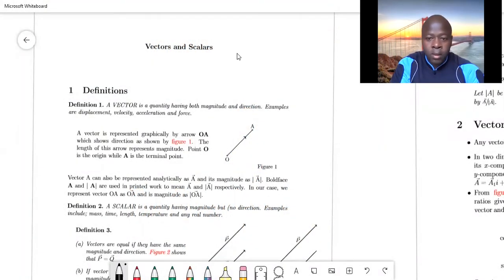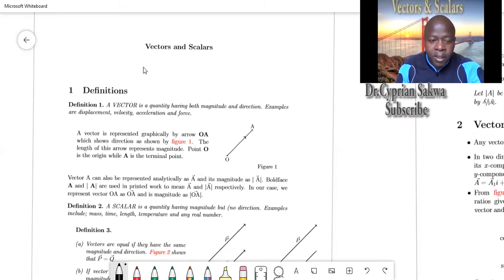Welcome to our class. Today we are looking at vectors and scalars, and we begin with a few definitions and then look at examples. So first we define a vector and say that a vector is any quantity that has a magnitude and direction, and the examples of vectors are displacement, velocity, acceleration, and force.